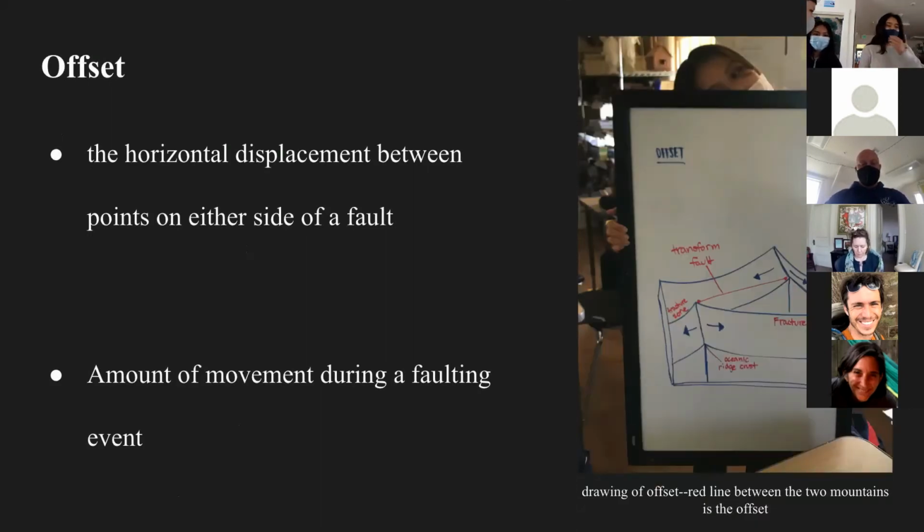What is an offset? An offset is the horizontal displacement between points on either side of a fault, as shown by the red line in the drawing. Offsets also show the amount of movement during a faulting event.